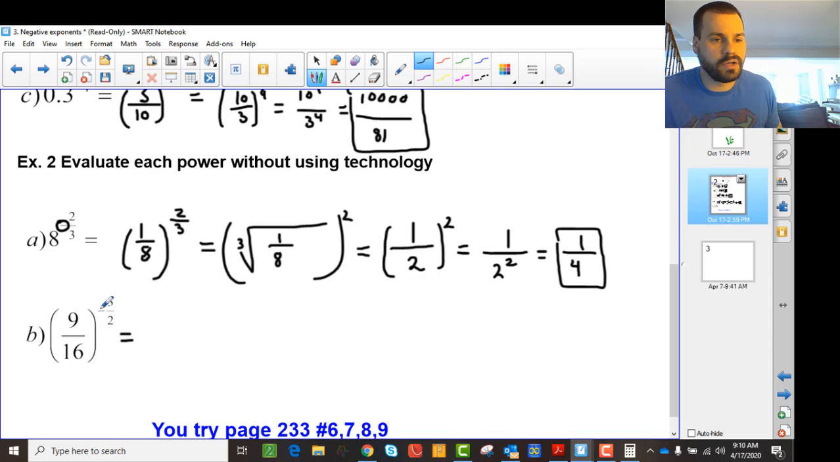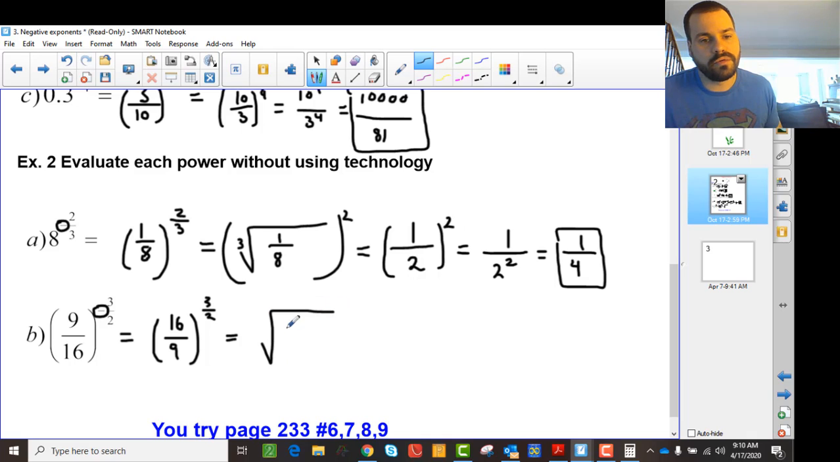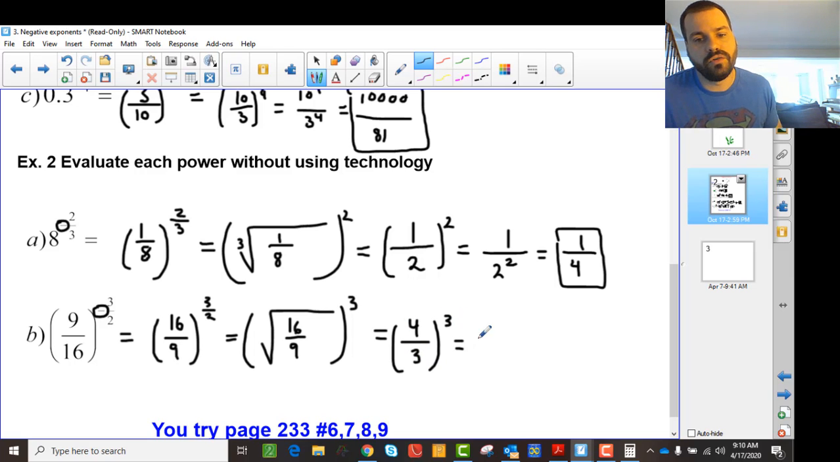So then if I take this one, again, I have this negative power, so I'm going to flip the base. So I'm going to make it 16/9, and then change the power to a positive, so to 3/2. I'm going to take the square root then of 16/9, because that's what that 1/2 means, cubed. The square root of 16 is 4, the square root of 9 is 3, and then I'm cubing that. So 4 cubed over 3 cubed. 4 cubed is 64, and 3 cubed is 27.